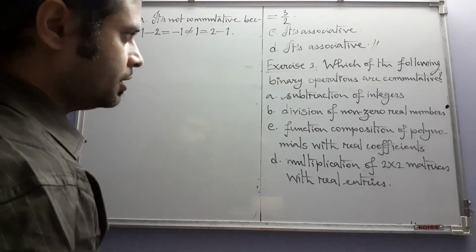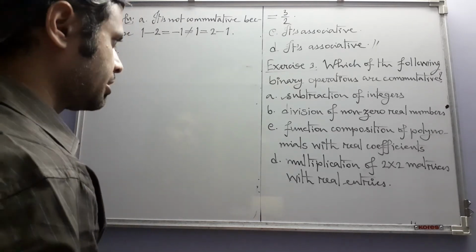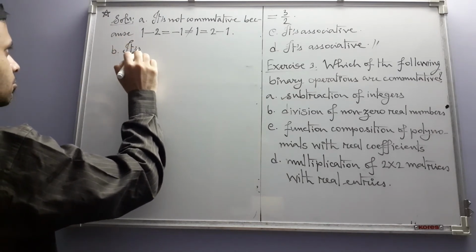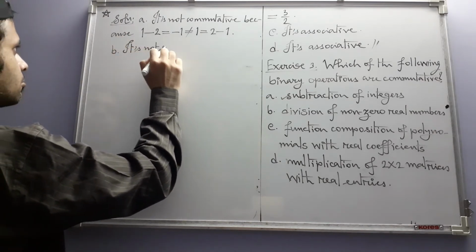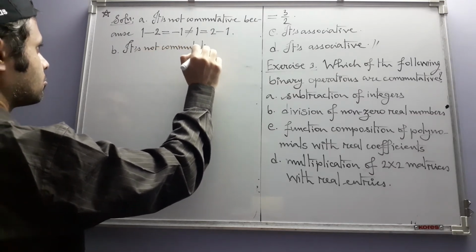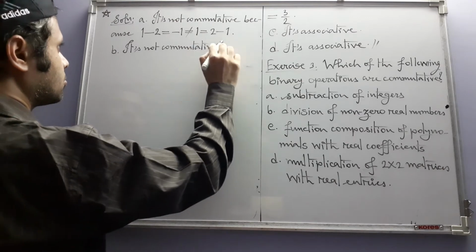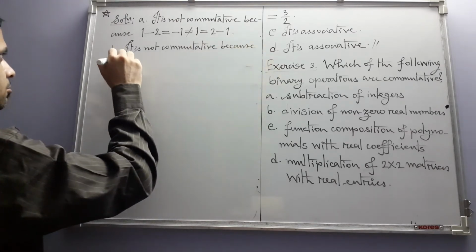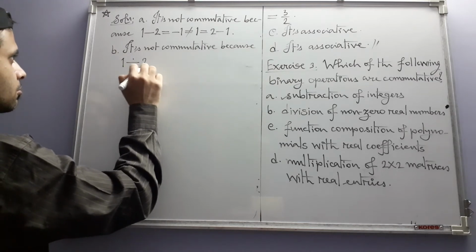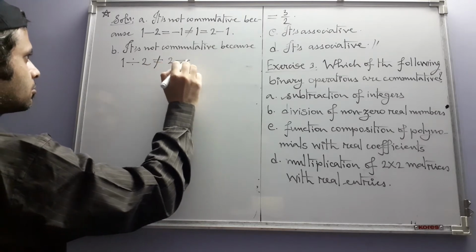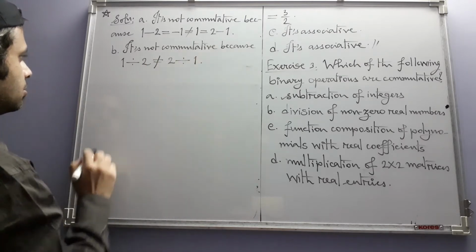B. Division of non-zero real numbers. Again, it's not commutative. 1 divided by 2 is not equal to 2 divided by 1.